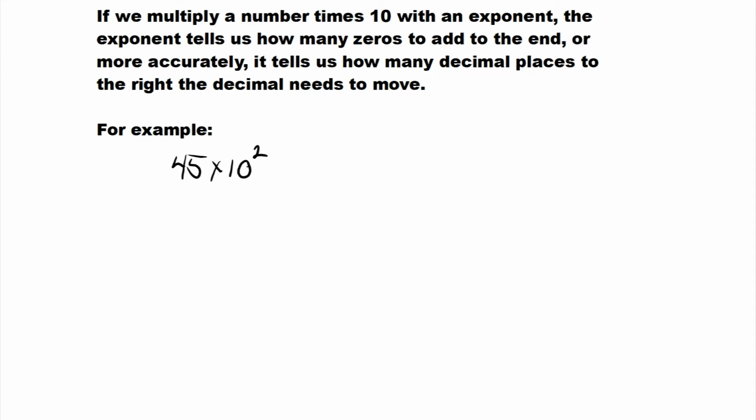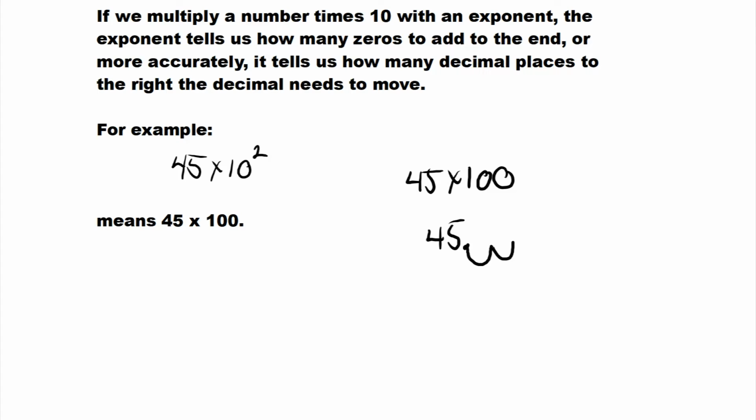If we multiply a number times 10 with an exponent, the exponent tells us how many zeros to add to the end, or more accurately, it tells us how many decimal places to the right the decimal needs to move. Let's look at an example. 45 times 10 to the exponent 2 is the same as 45 times 100. That's the same as taking 45 and moving the decimal place, which is sitting right here, we don't always write it in, and moving it 2 positions to the right. There are 2 zeros, so we're moving it 2 positions. So we add 2 zeros at the end, so the answer would be 4,500.